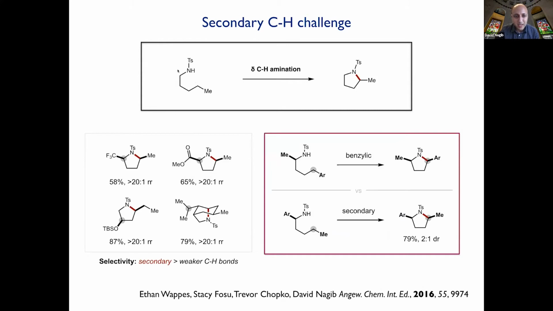in the presence of weaker C–H bonds, really on the left-hand side, I highlight with these gray circles here. In all cases, the weaker C–H bonds are left untouched in the presence of the secondary selective delta amination. And so what can you do with this type of transformation? We love hearing from practitioners of the chemistry.